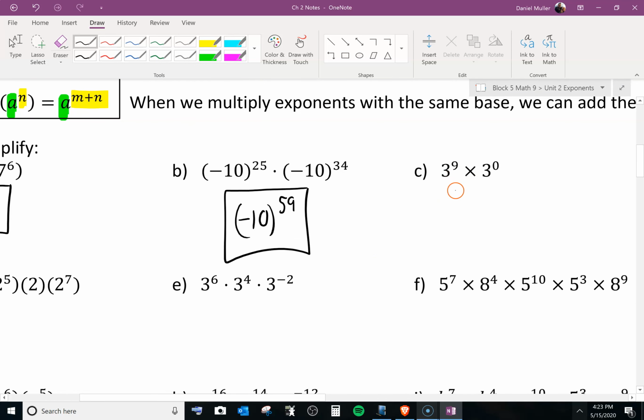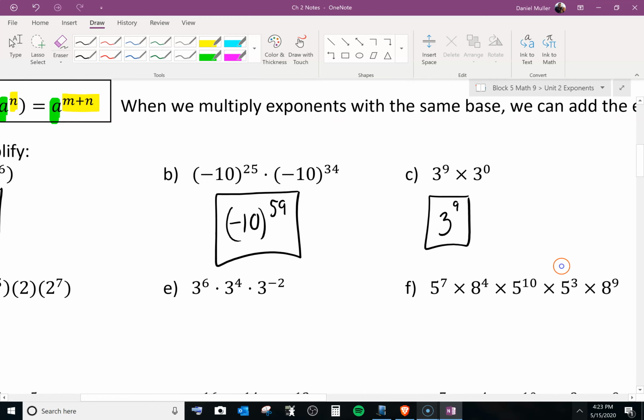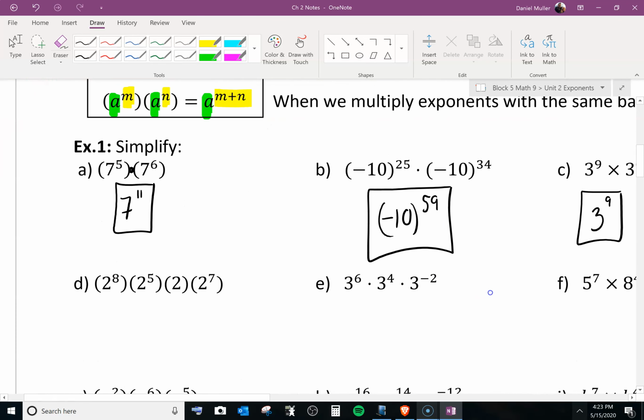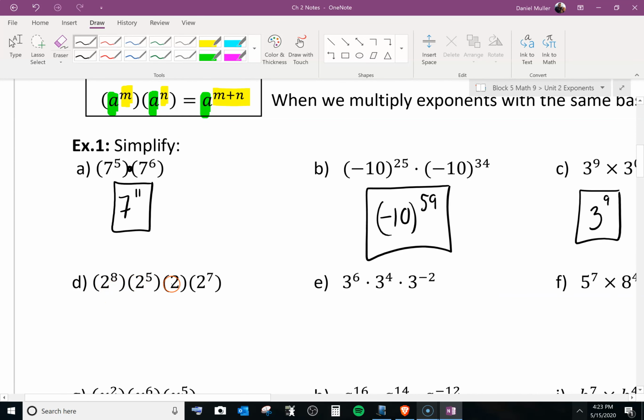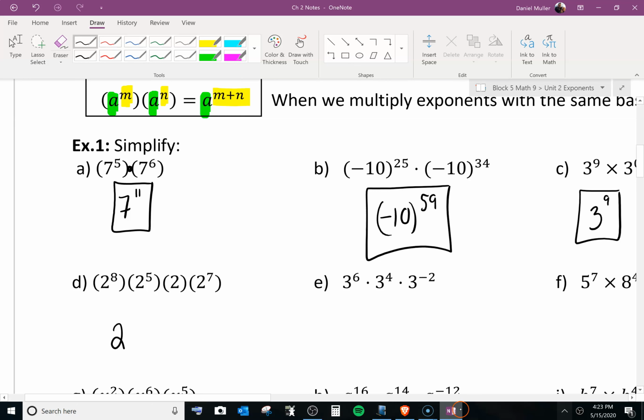Here we have 3 to the 9 times 3 to the 0. The bases are the same, so we can add. 9 plus 0 is still 9. Moving on to D. 2, 2, 2, 2. All the bases are the same, so I can add them. What's interesting here, you have to keep in mind, is that there's an 8 plus 5 plus 7, but there also is a 1 here.